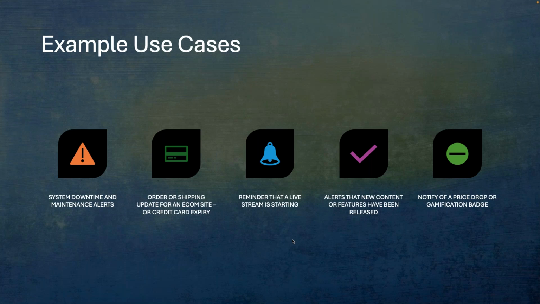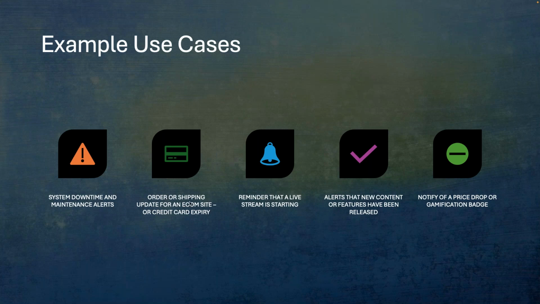So we're going to go down and I'll just explain a couple of the use cases that you may have. So one thing you might want to do is let people know whether or not there's going to be system downtimes or maintenance alerts. Like if you're planning on taking your system down for an hour at night or something like that, you could let all of your users know via a push notification to their browser, even if they weren't logged into your application at the time.